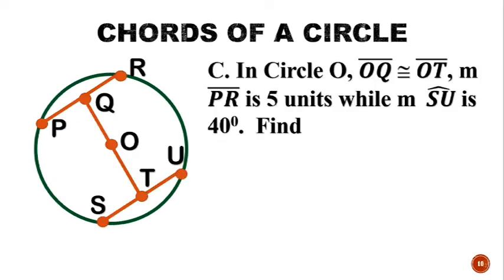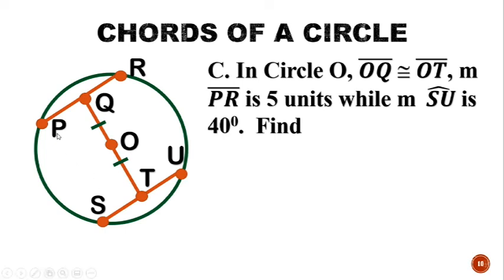Now, let's have problem C. In circle O, segment OQ is congruent with segment OT, and the measure of segment PR is 5 units, while the measure of arc SU is 40 degrees. Teka, lagyan muna natin yung mga data na yon. Segment OQ is congruent with segment OT. Ito yon, OQ, OT, parehas daw sila. So, ibig sabihin, parehas din dapat ng chord na to. Yun yung alam natin from the theorem.